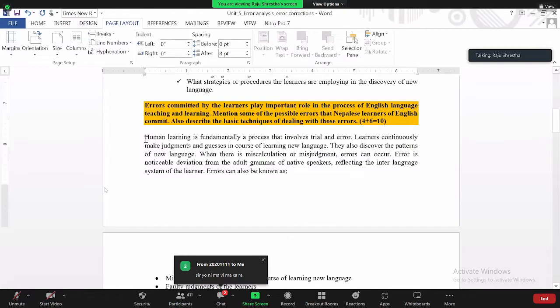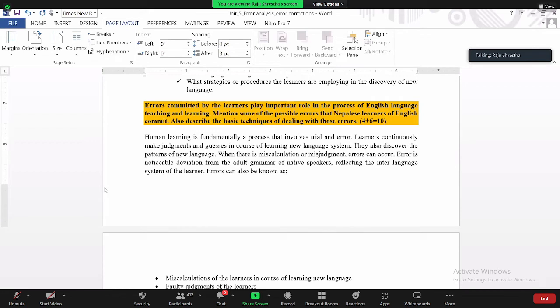This is necessary. We write like human learning is fundamentally a process that involves trial and error. You understand? We move forward learning by doing, learning from mistakes, right? Human learning fundamentally employs this kind of process of learning through trial and error. We understand this. And learners continuously make judgments and guesses in course of learning new language system.